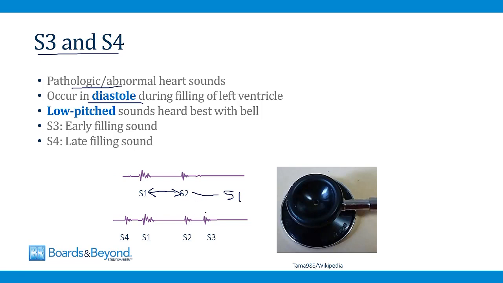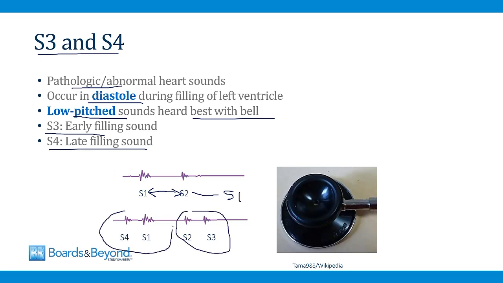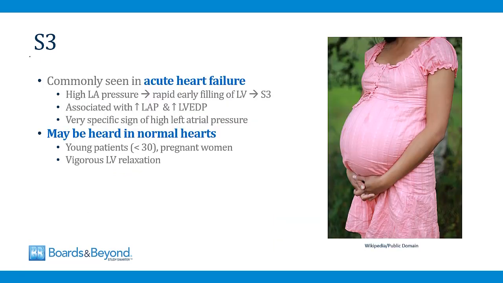You may be wondering how you can distinguish an S4 and S3 from a split heart sound. And the reason is that the pitch is different. These are very low pitch sounds. They're heard best with the bell of the stethoscope. S3 occurs early in diastole. It's called an early filling sound because the diastolic period is when the left ventricle is filling. And S4 occurs late in diastole. It's called a late filling sound. And if you look at the bottom of the screen, S3 basically occurs right after S2, and S4 basically occurs just before S1. Let's talk about S3 first.